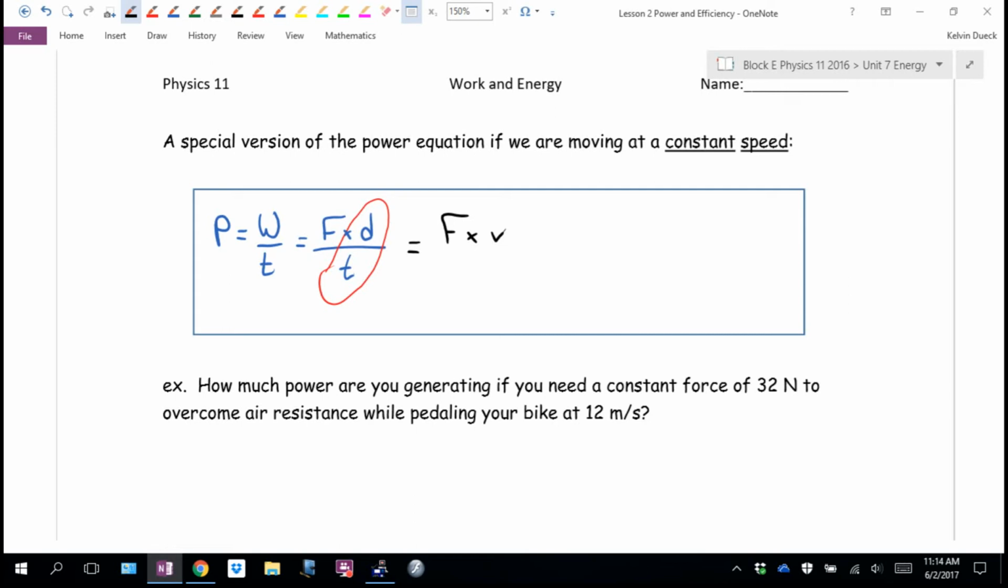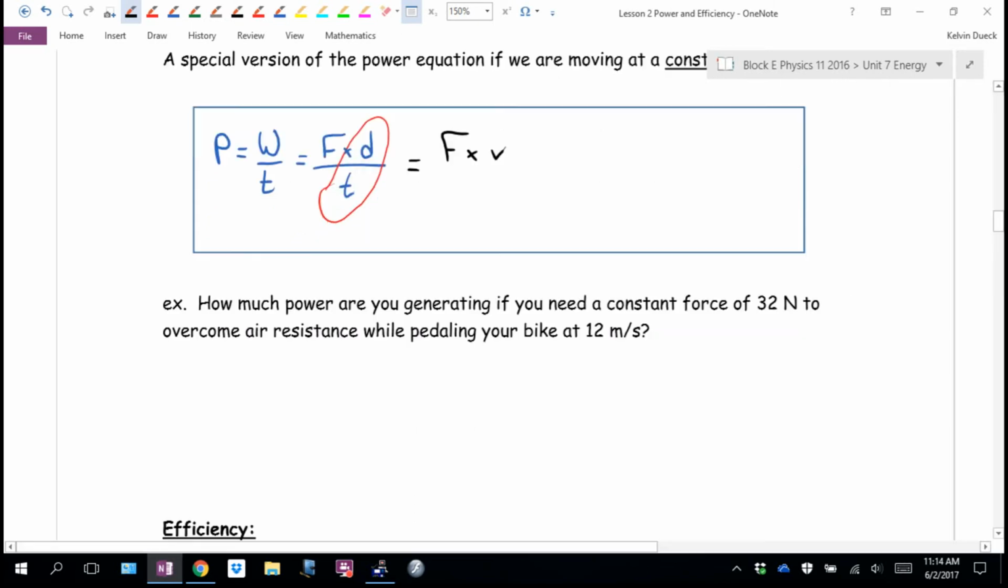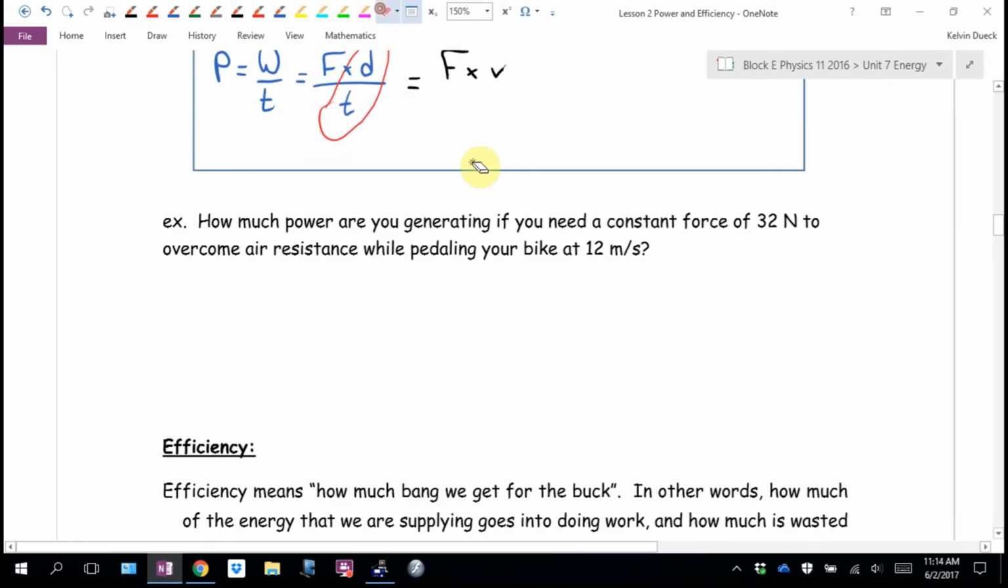You want a good example? Bike riding. Let's imagine you're riding your bike at a constant speed, so you're exactly canceling out air resistance. How much power would you be generating if you need a constant force of 32 newtons to overcome air resistance while pedaling your bike at exactly 12 meters per second? So I would start out by saying, they want me to find power, which is work over time.